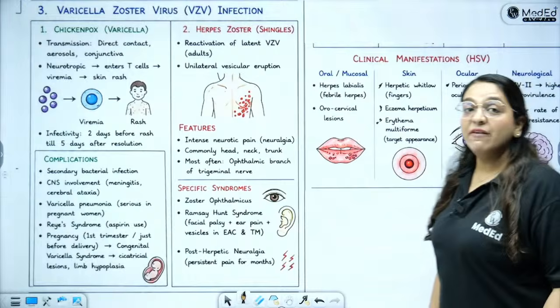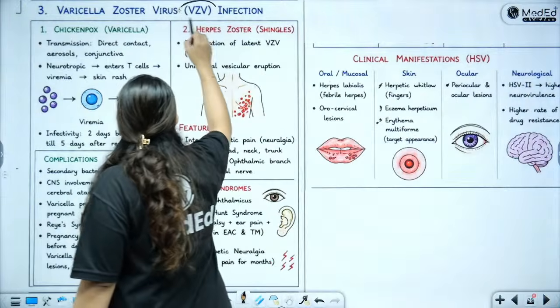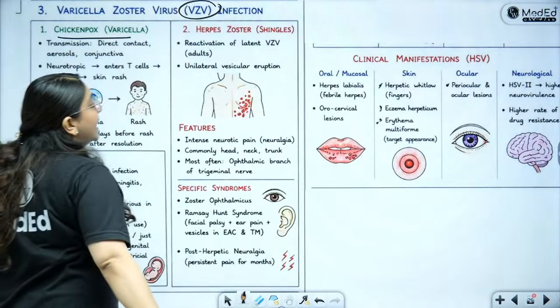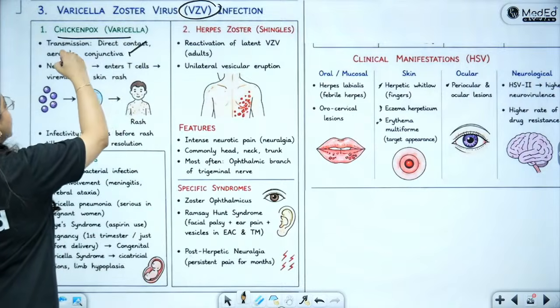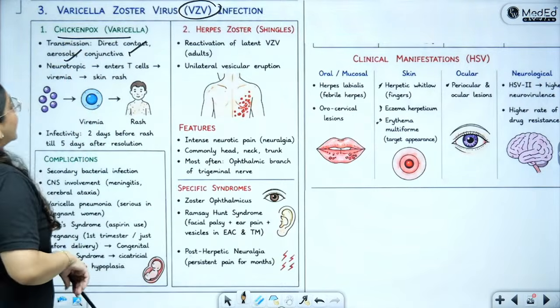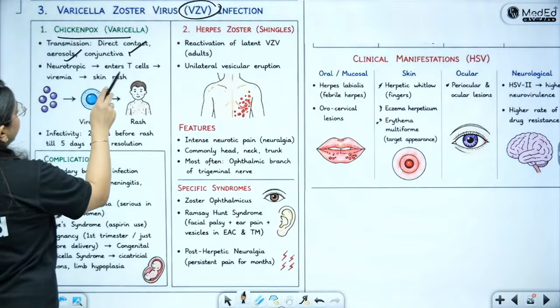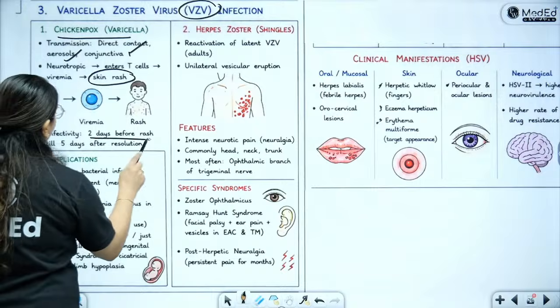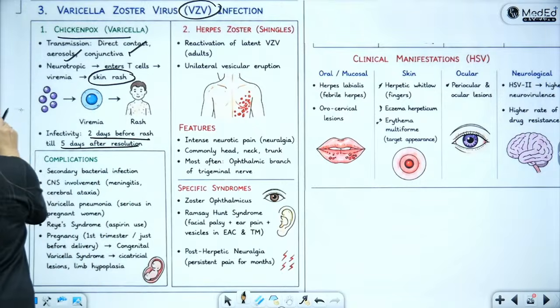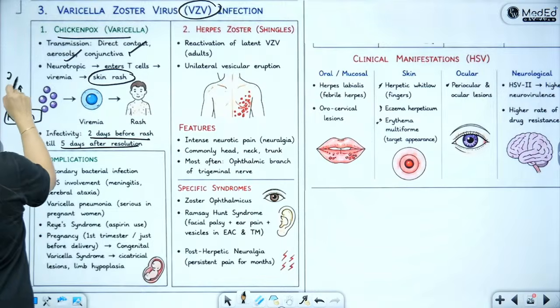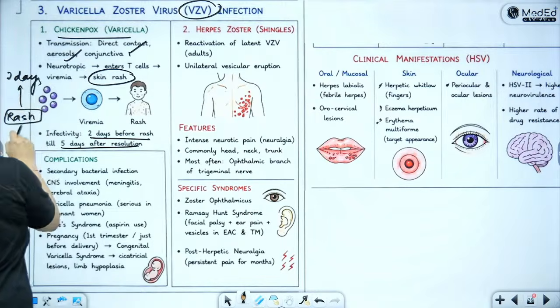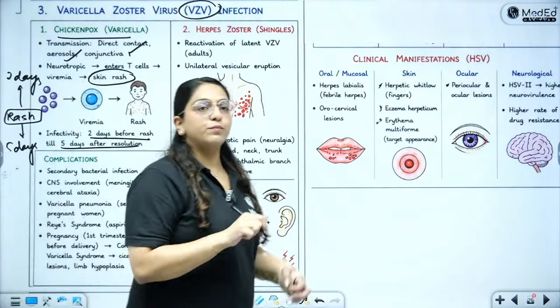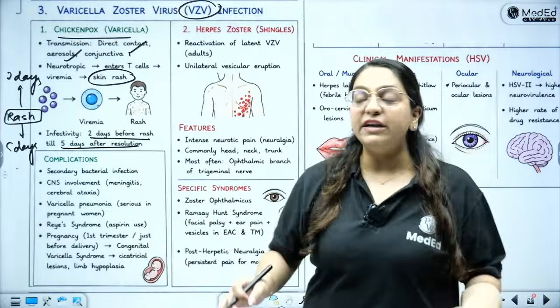Then you have varicella zoster virus. Varicella zoster leads to chickenpox, right? It spreads through direct contact, through aerosols. It is neurotropic. It goes to the skin and in the skin it causes the rash. What is the period of infectivity? 2 days before the rash and 5 days after resolution. So if a child gets a rash today, then it would have transmitted the disease even 2 days before this, and he will continue to transmit the disease even 5 days after the rash has disappeared from the body. This is the period of infectivity of chickenpox.